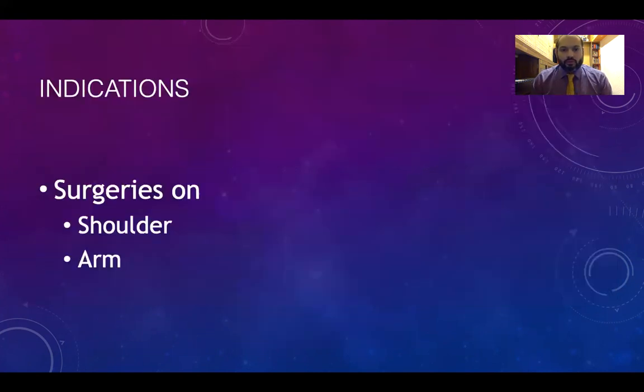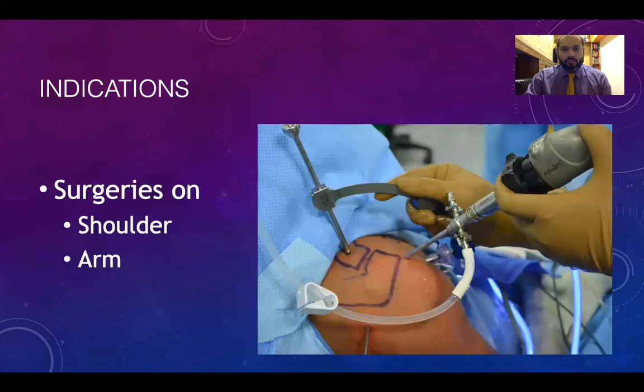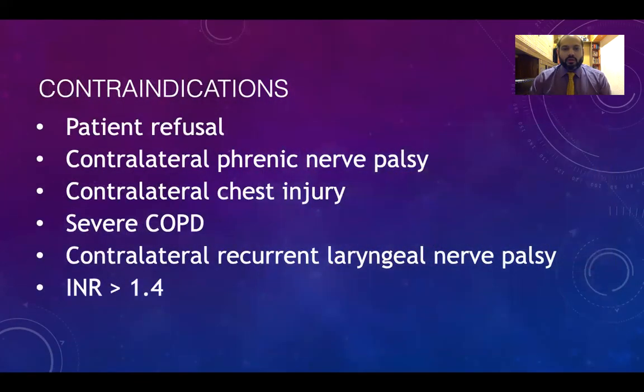So now with this brief introduction, we'll come to the main topic, the indications for interscalene block. The interscalene block is used for surgeries on the shoulder and arm, especially the proximal humerus. The contraindications are patient refusal, contralateral phrenic nerve palsy, contralateral chest injury, severe COPD, contralateral recurrent laryngeal nerve palsy. All these contraindications are due to the involvement of the phrenic nerve in the interscalene block, and that leading to hemidiaphragmatic palsy, which is a concern. And of course, INR more than 1.4.